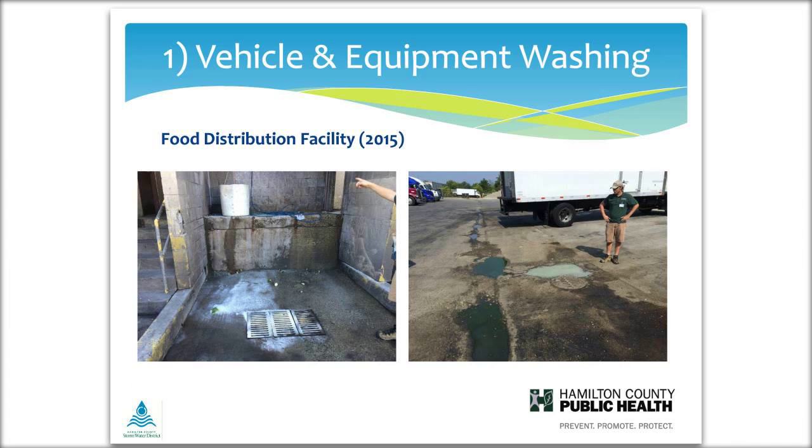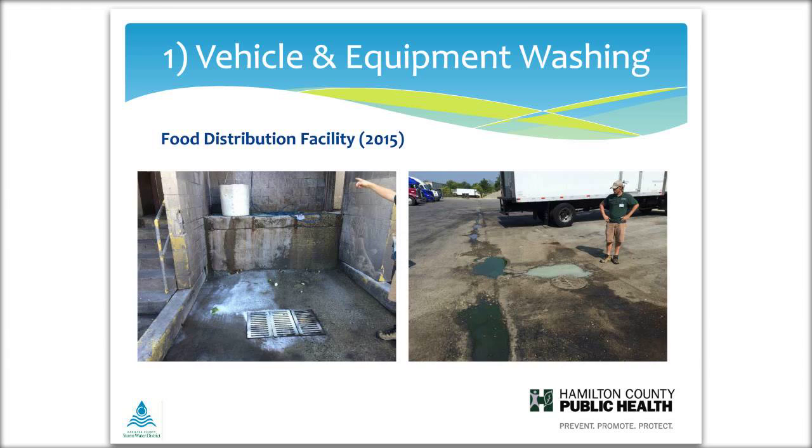Here's a warehouse facility where they were washing all their trucks outside. Again, not in the proper location, so we corrected that. The other issue they had here, after they washed the vehicles, the photo to the right is where they would pull the truck up, so any residual waters that might still have been in those trucks, that had a lot of food debris and things left in it, chemicals, that was also going into the storm drain.